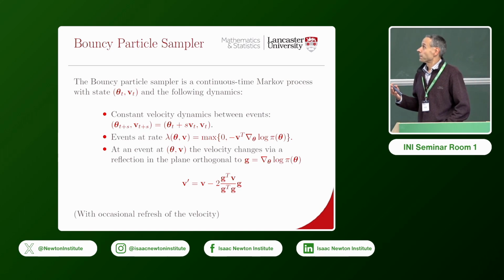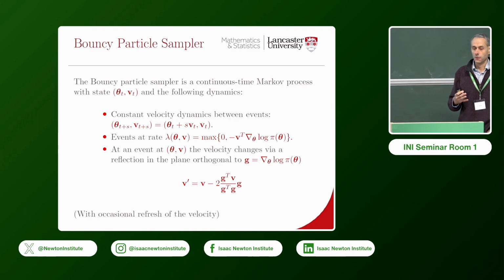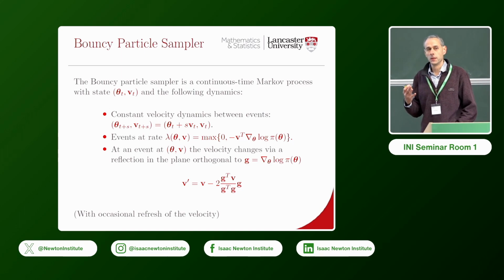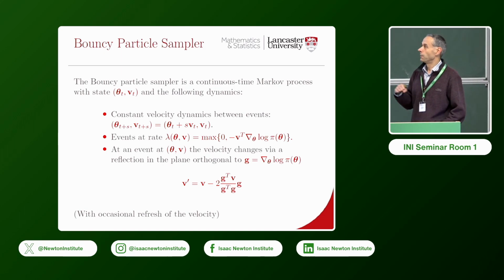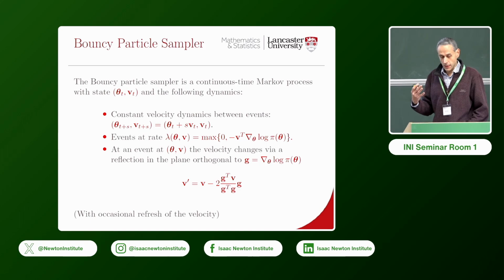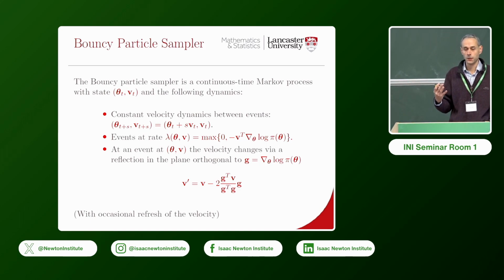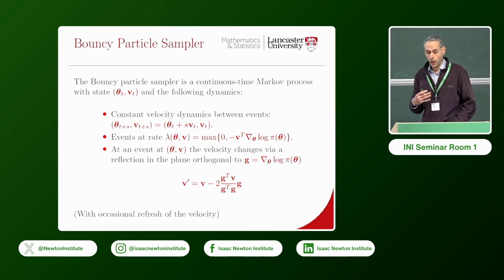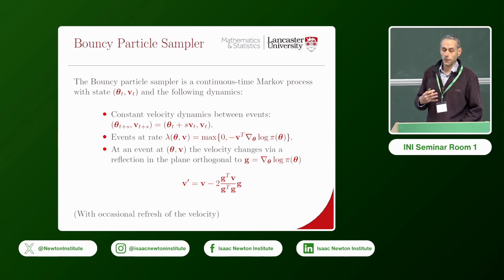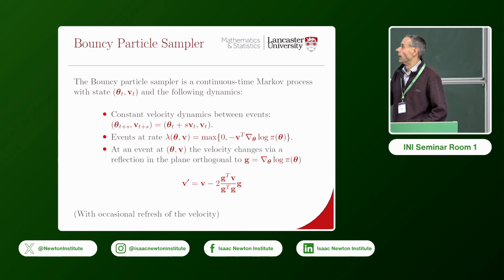Then the dynamics of the bouncy particle sampler are just given by the 3 bullet points on the screen. The bouncy particle sampler is a piecewise deterministic Markov process, which means that it evolves in a deterministic manner in between some random events. And the deterministic dynamics is very simple. It's just constant velocity dynamics. Between the events, the velocity stays constant, and the position theta just evolves as you would expect given that velocity.